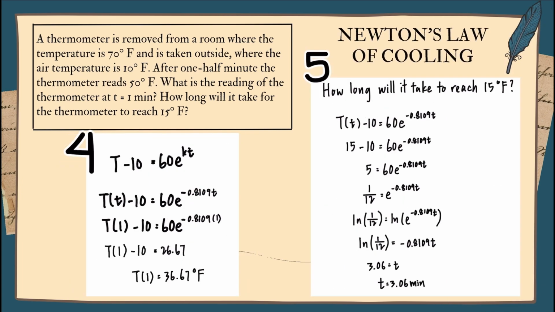at t equal to 1 minute. We just sub 1 as t, and T(1) minus 10 equal to 26.67. And the reading of the thermometer at t equal to 1 minute is 36.67 Fahrenheit.